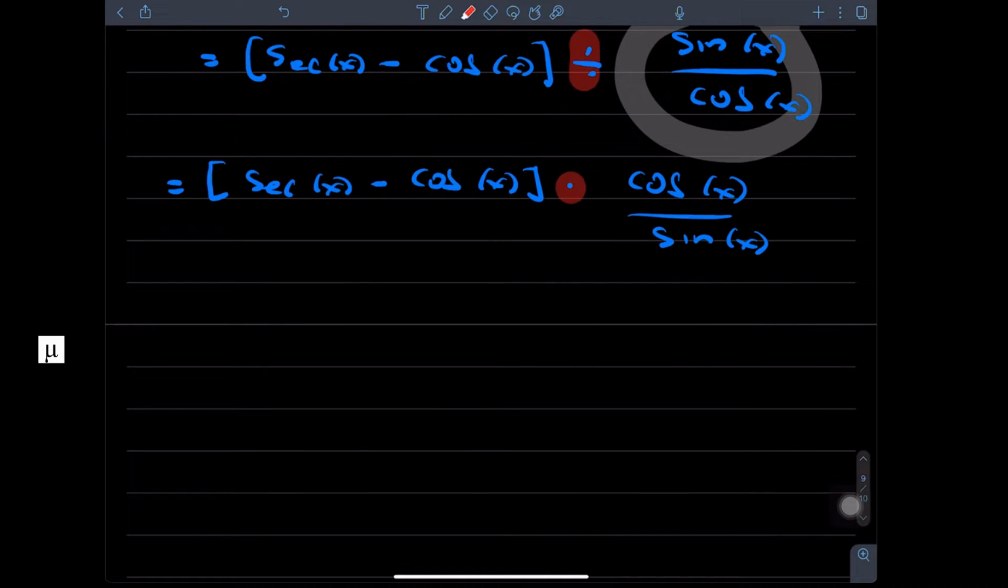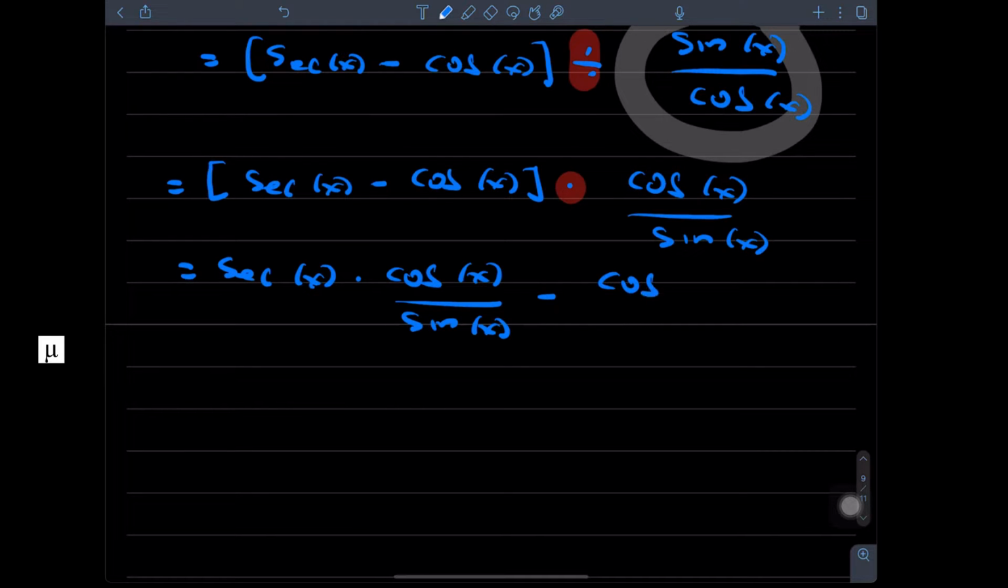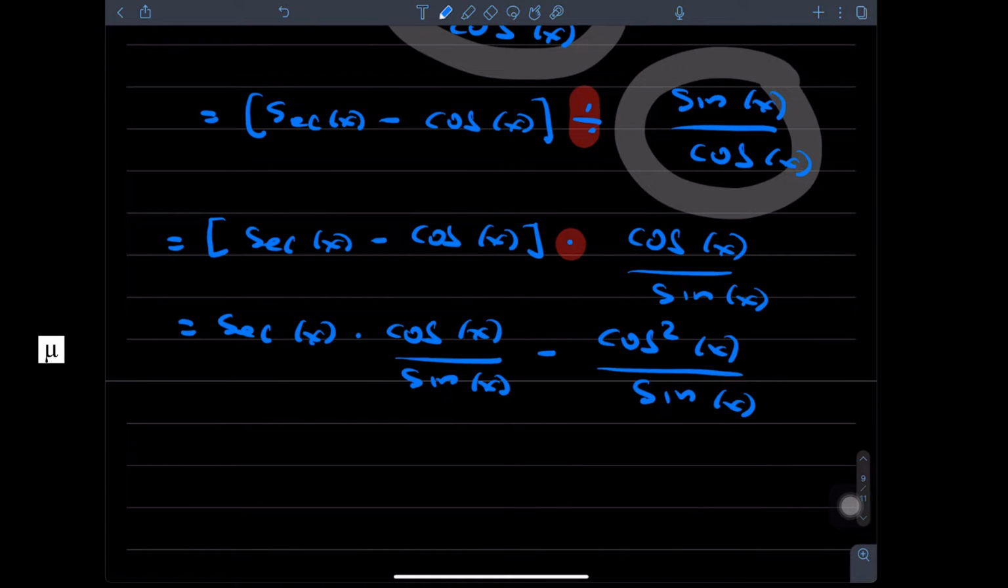Okay, you guys okay with that? Now, what do you guys want to do with this? What do you think there's left to do? What can you do? Is that minus cosine squared over sine? What did I just do here? Okay, you guys know what it is? It's just secant minus cosine over tangent.